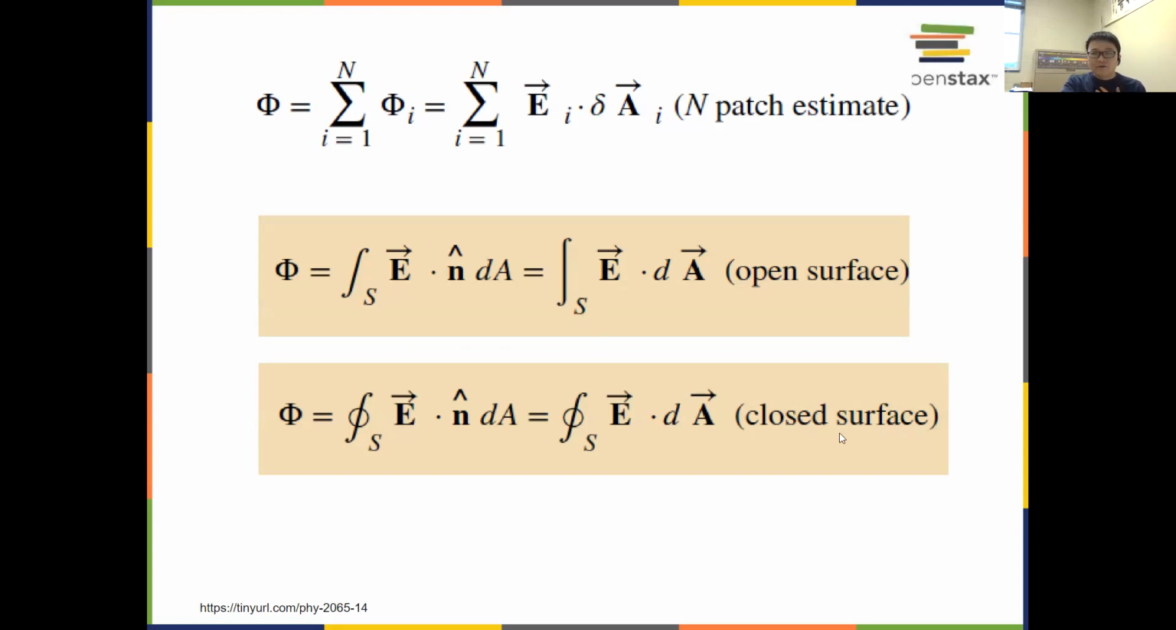If you have a closed surface, it's the same thing: you are integrating E dot dA over the closed surface. But if you are integrating through a closed surface, then usually you put a circle at the center of the integral sign. That means you are integrating through the closed surface. The mathematical operations are the same. It just indicates that this one is integrating through a closed surface and this one is an open surface, okay?